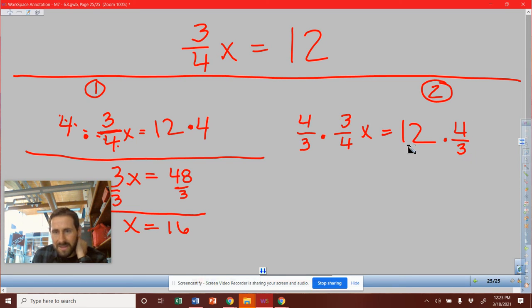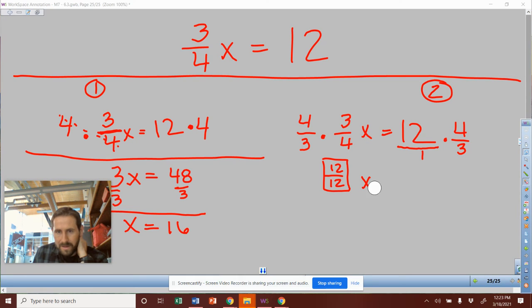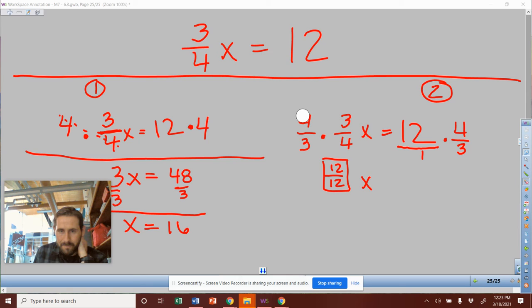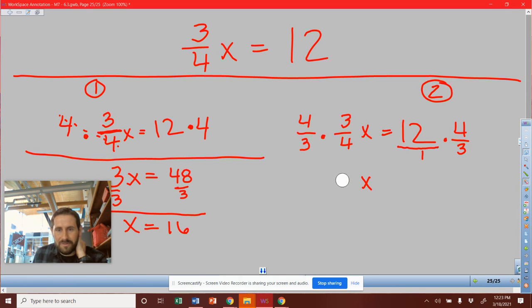Now what helps us is to turn 12 into a fraction as well. And that's just 12 over 1, because 12 divided by 1 is 12. So you can kind of see what's going to happen here, but I'll lay it out. 4 times 3 is 12, and then 3 times 4 is 12. So this is 1, right? 12 over 12 is 1. We get 1x. What a lot of people will say is, well, those just cancel each other out. The 3's cancel each other out. The 4's cancel each other out. We just get x, right?